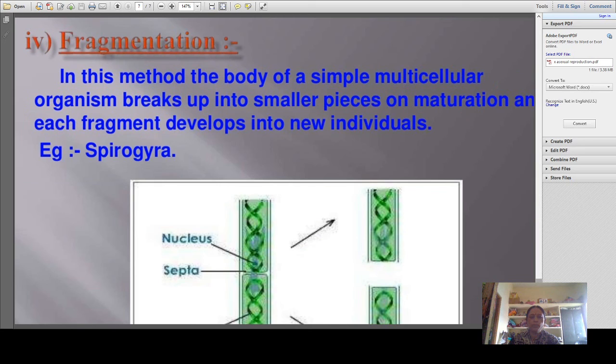Now the next one is fragmentation. In this method the body of a simple multicellular organism breaks up into smaller pieces on maturation, and each fragment develops into a new individual. The example is Spirogyra, and you have to learn the example also.